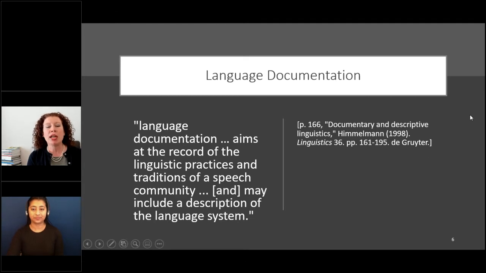So in terms of language documentation, I'm drawing from a classic quote from Himmelmann 1998: "Language documentation aims at the record of the linguistic practices and traditions of a speech community and may include a description of the language system." So this is a very holistic, broad definition of language documentation. And there's obviously more detail in the Himmelmann 1998 paper, but this really informs the documentation side of the section.